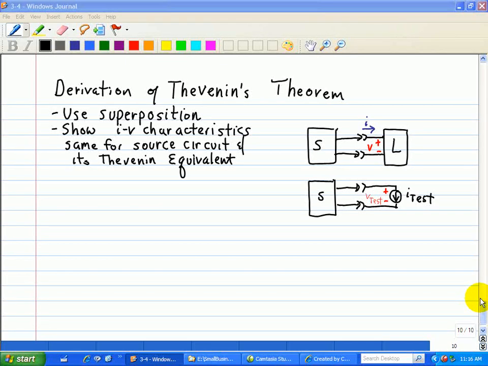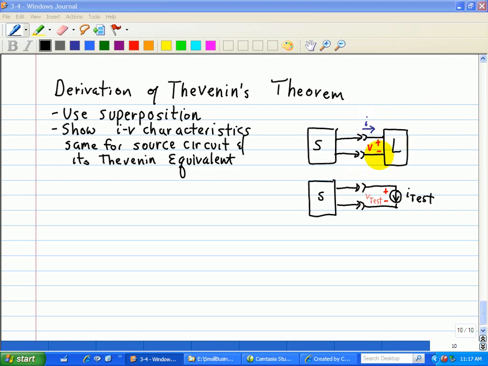Next, we'll derive Thevenin's theorem, and here we're going to use the principle of superposition. The way to prove it is that we start off with the IV characteristics and show that it's the same for the source circuit and its Thevenin equivalent. So here we have a source, we have a load, they're connected via this two-terminal interface, and they have characteristics of a current going through it and a voltage across the input to this load.